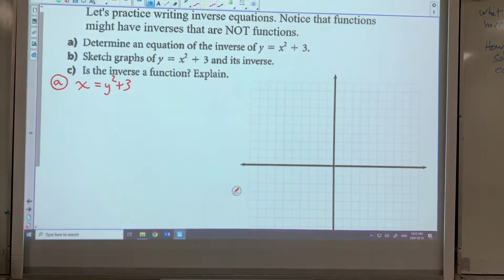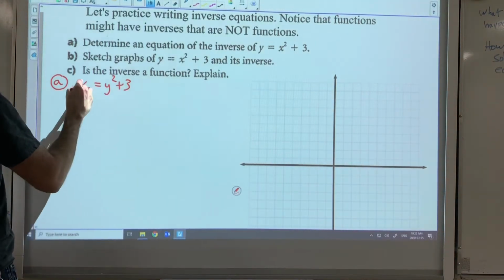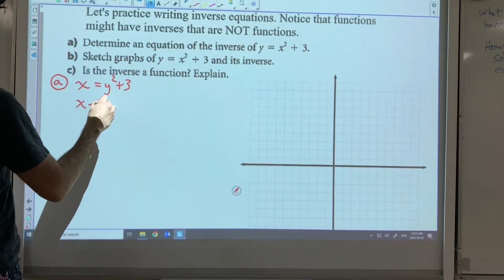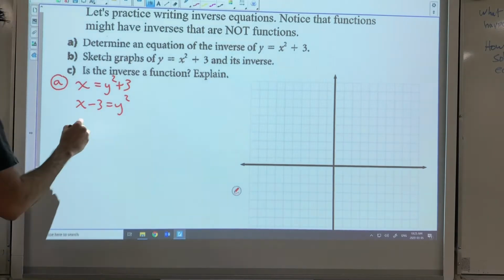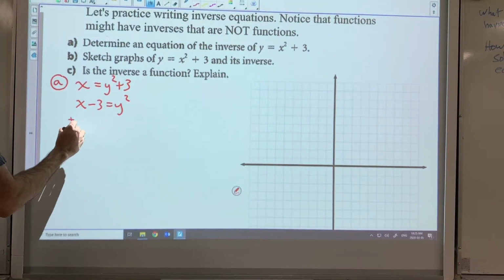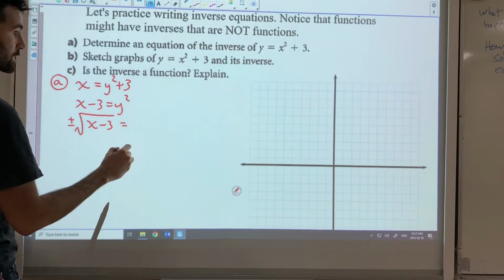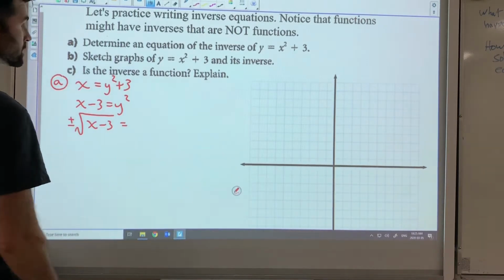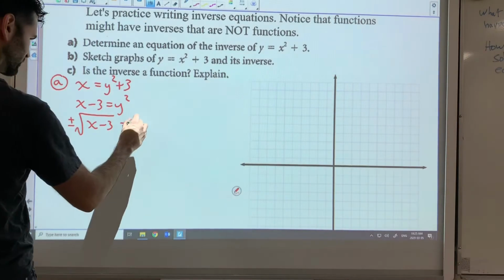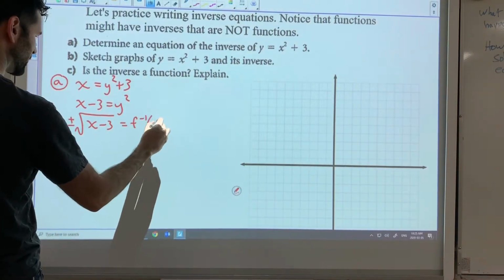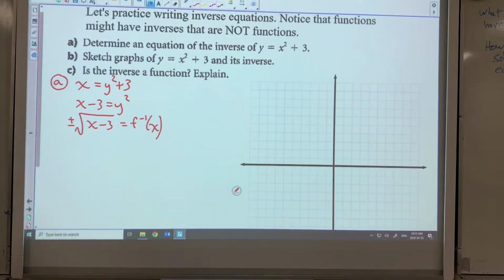And then we re-solve it for y. So I'll subtract 3 from both sides. And then I'm going to do the square root. So I'm going to write plus or minus square root x minus 3. That equals the inverse. I'm just going to call it f to the negative 1 of x. There it is. There's the inverse. And then it says to sketch them. Okay, so we'll do that right now.